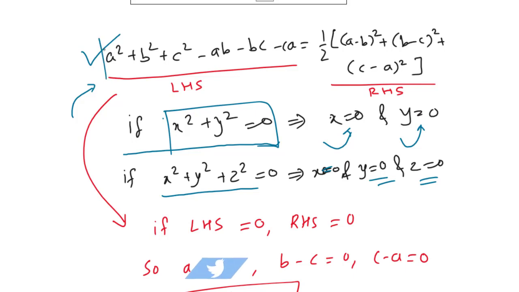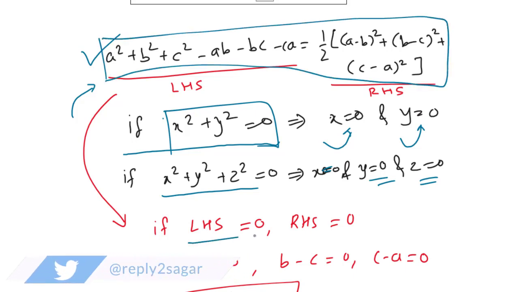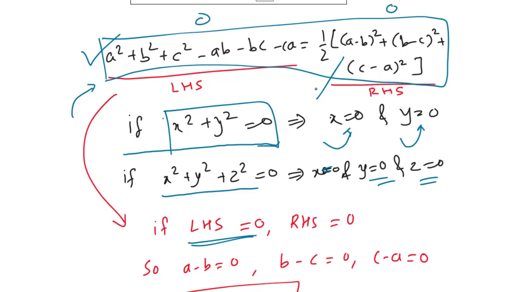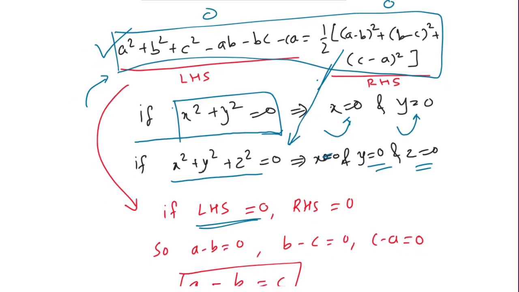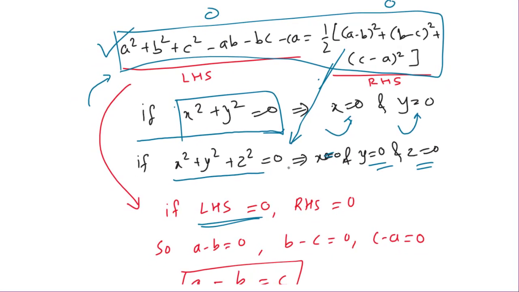Now, in this particular equation, if the left hand side is 0, then the right hand side is also 0, okay. And if the right hand side is 0, you can see that this particular right hand side is in this format: x square plus y square plus z square is equal to 0. And then we can conclude that x is equal to 0, y is equal to 0 and z is equal to 0. In this equation, x is equal to a minus b, y is equal to b minus c, and z is equal to c minus a.